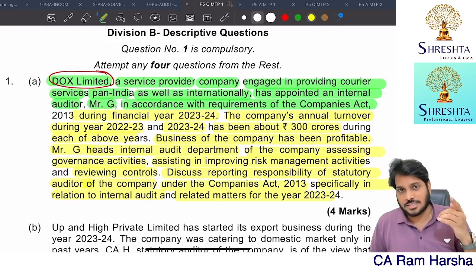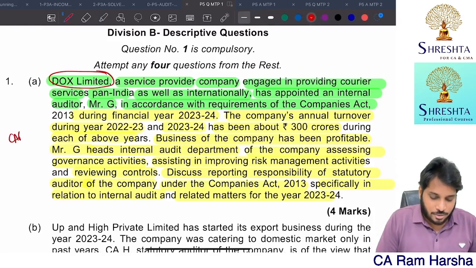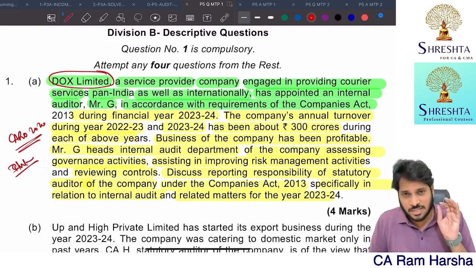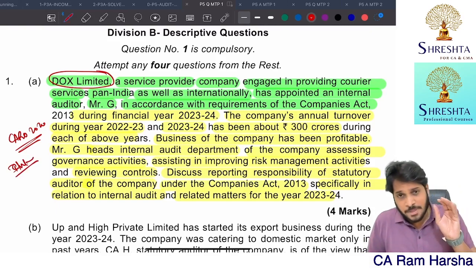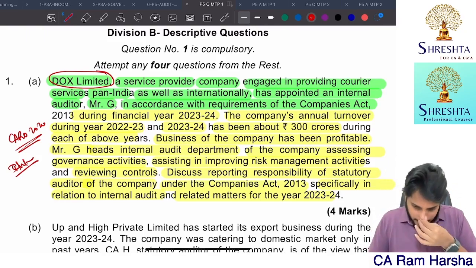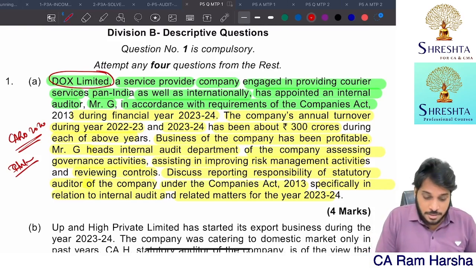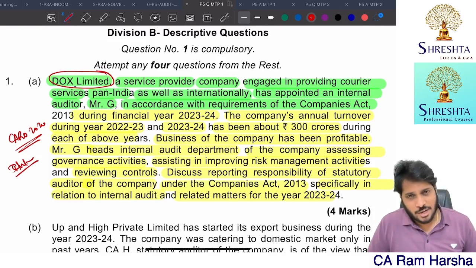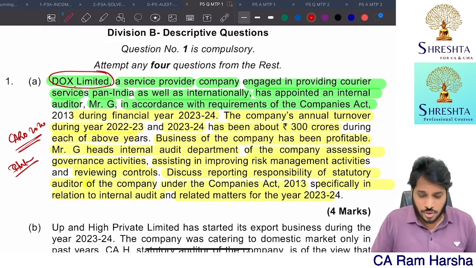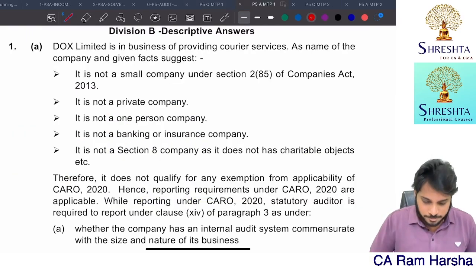They're asking about the reporting requirement. Obviously, in CARO 2020, we have a point on internal audit. We have to talk about whether the company has appointed an internal auditor commensurate with the size of the entity, and whether the internal auditor's report was considered. And remember, this is a public limited company. So obviously CARO 2020 is applicable, and exemption under CARO is not available.